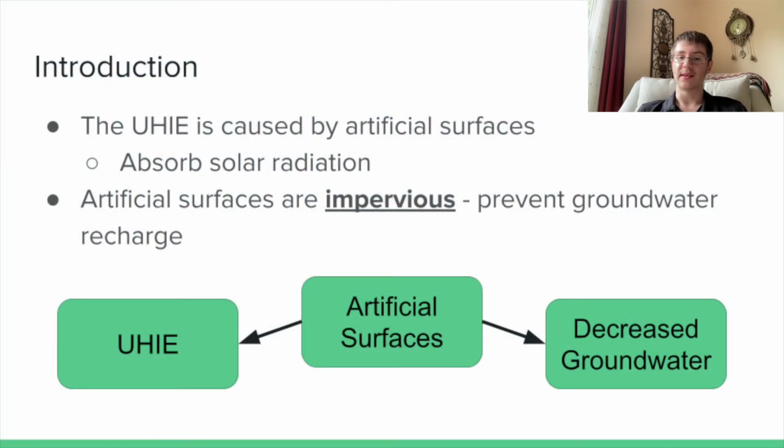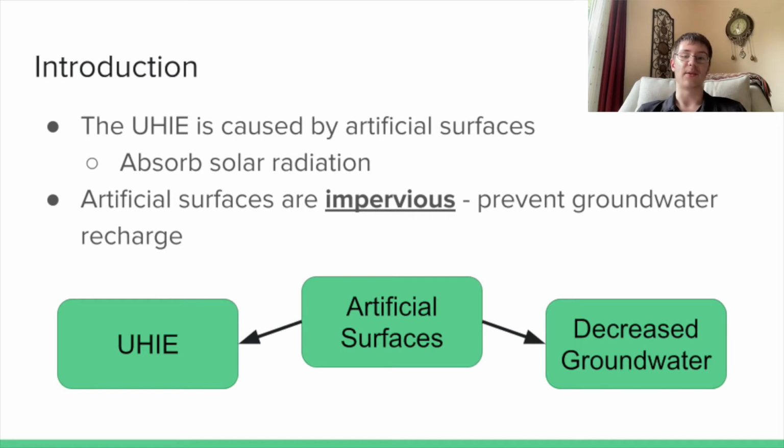The urban heat island effect, or the UHIE, is caused by an abundance of artificial surfaces in an area. Surfaces such as asphalt and concrete absorb more incident radiation from the sun than natural surfaces, and thus heat the area around them further, increasing the temperature in that area. This is most often seen in urban areas like cities where there are a lot of artificial surfaces, hence the term urban heat island effect.